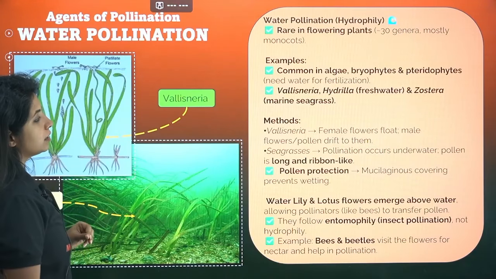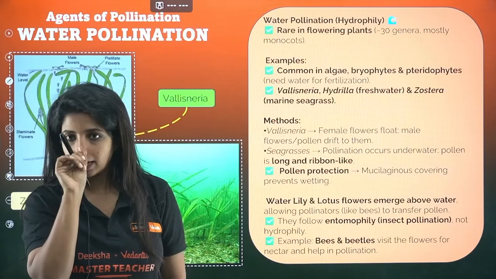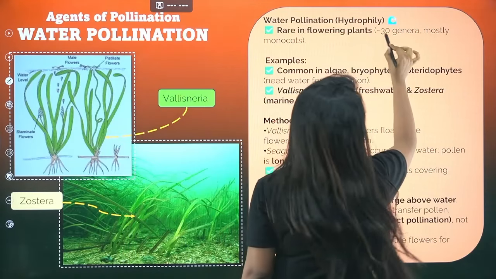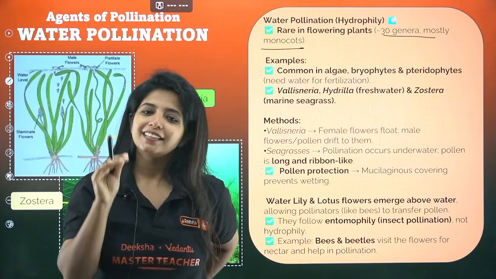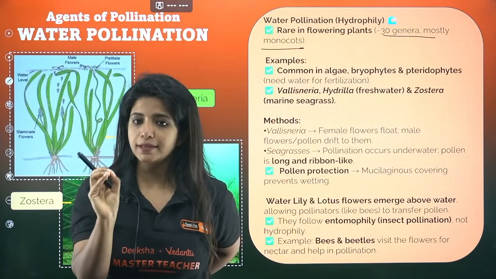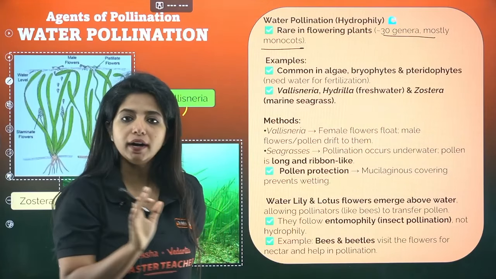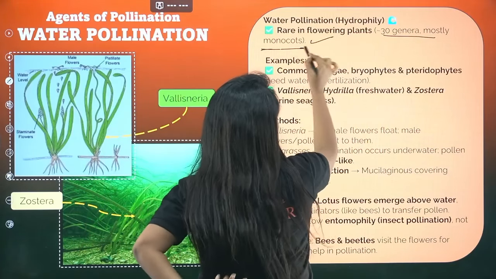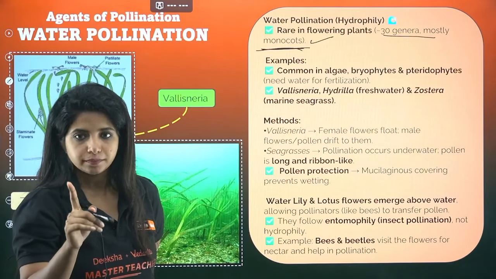Now water pollination is seen, okay, so it is rare in flowering plants. Only 30 genera, mostly monocots. Remember this. This is also a very important question. It happens in only 30 genera, and my dear children, mostly they are monocots. They are not dicots, mostly monocots. 30 genera, mostly monocots. KCET question.